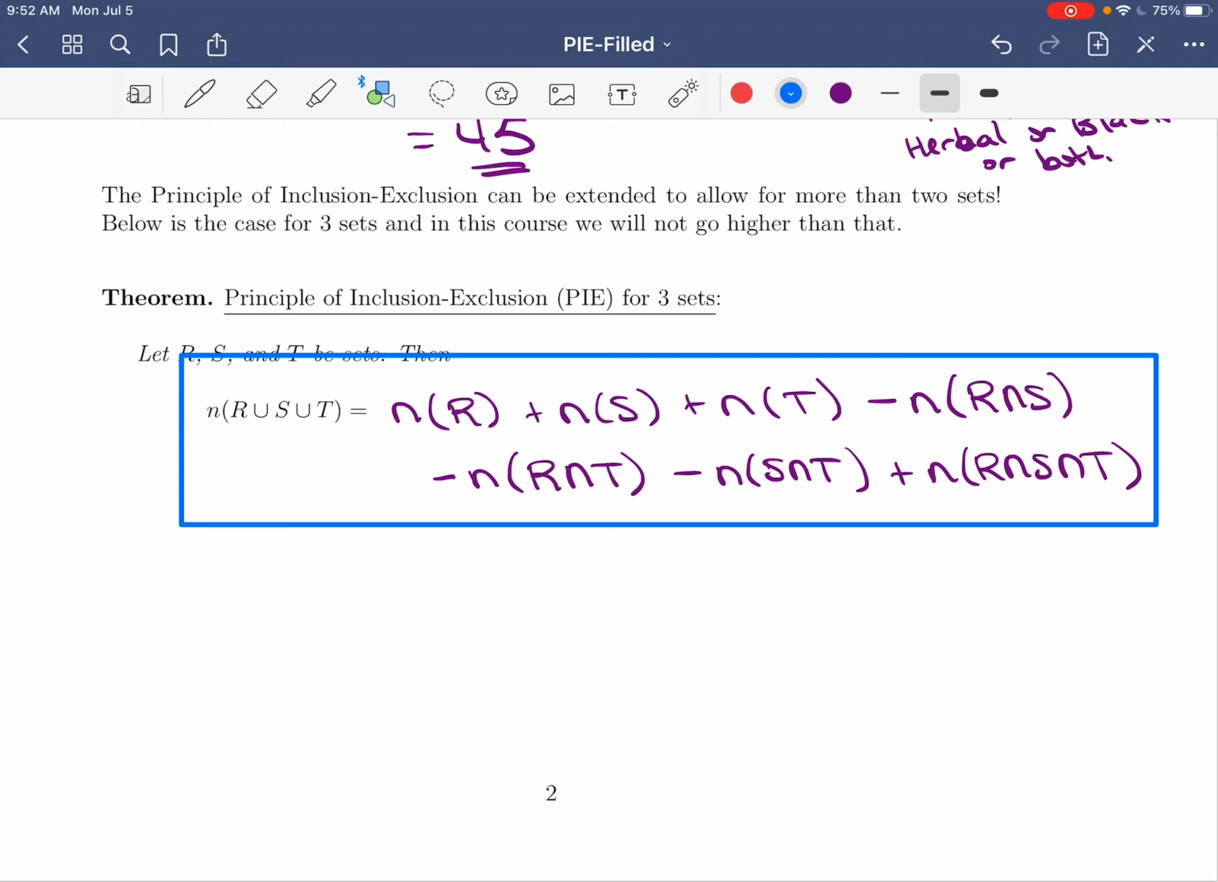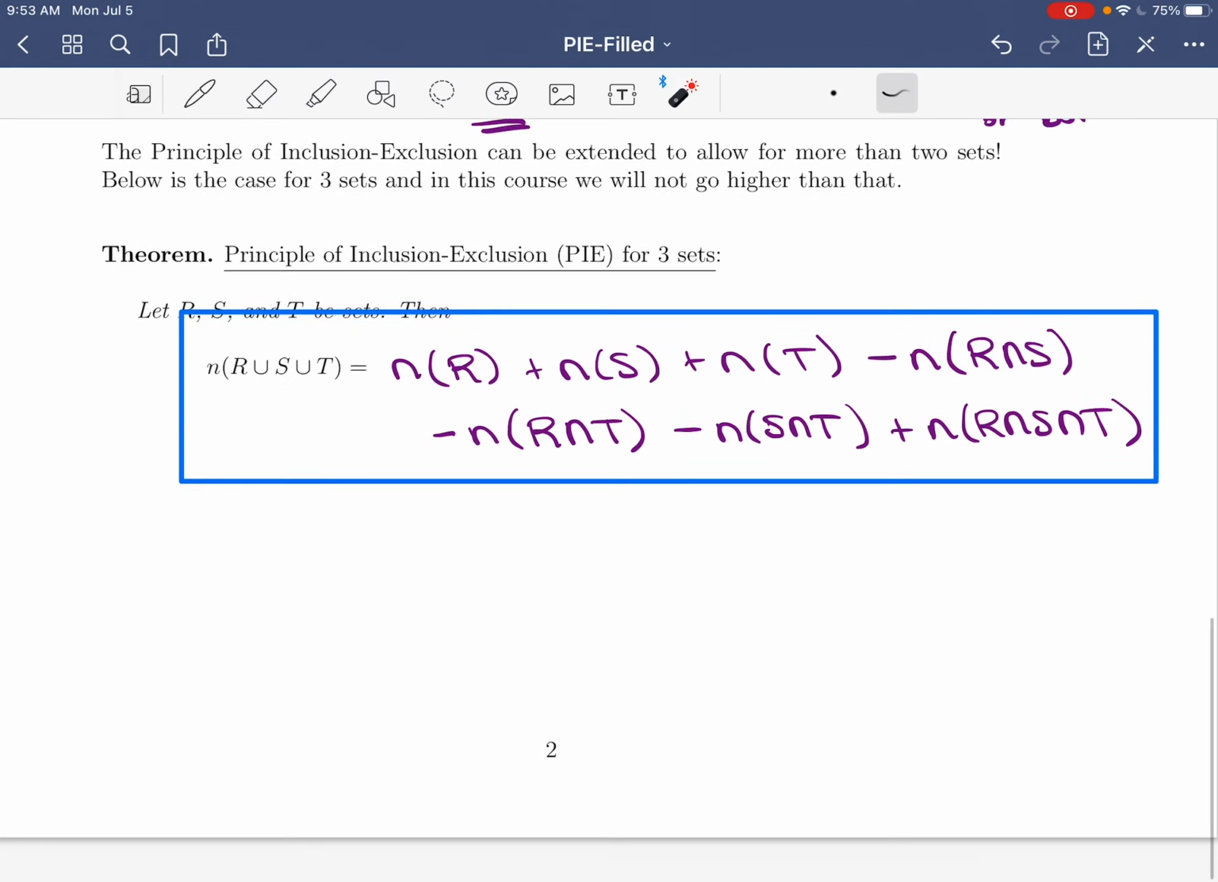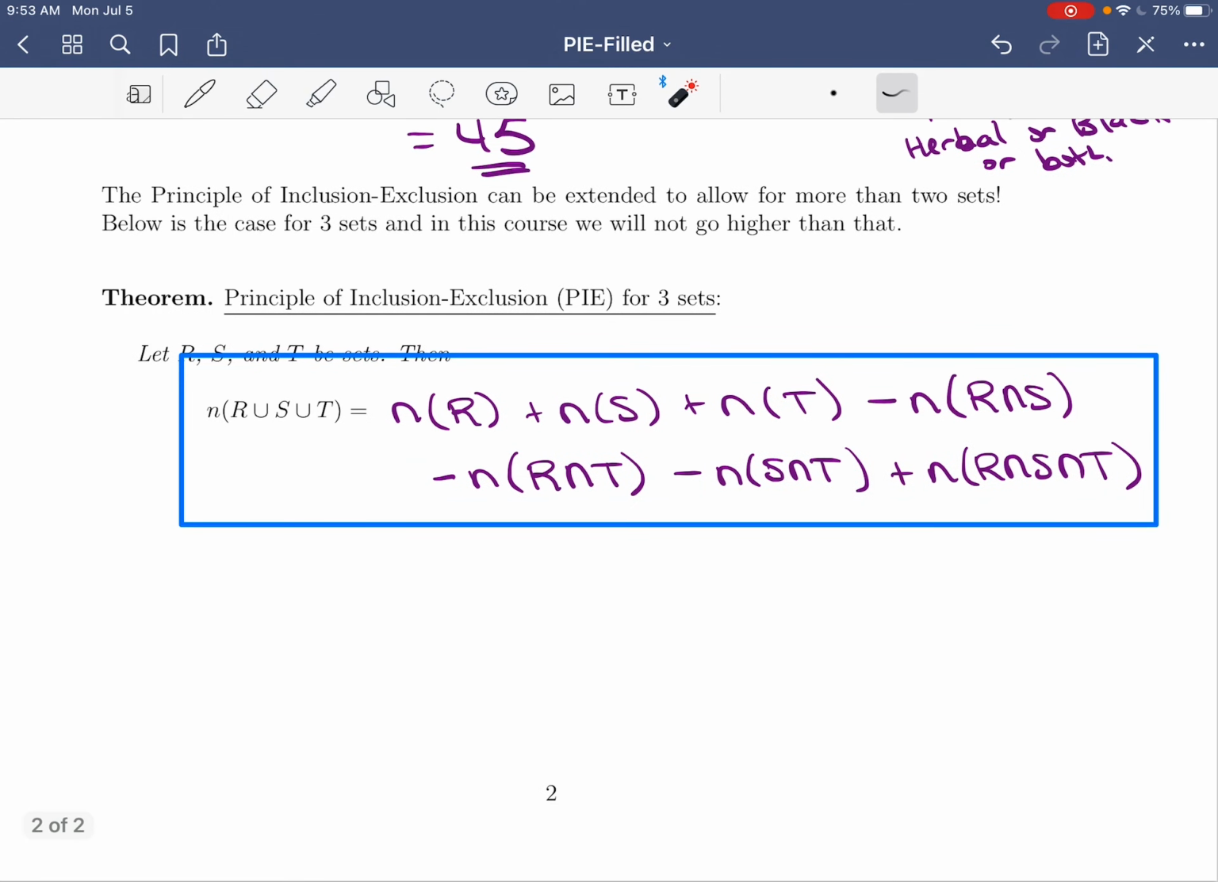It's similar to the 2 set one, except we have multiple levels of intersection. You add up the number in each set, then you subtract the number that are in each 2 intersection, and then you add back in the number that are in the 3 intersection. And the extensions continue like this, so you're always adding and subtracting as you go through multiple intersections. So that's the principle of inclusion-exclusion for 3 sets.